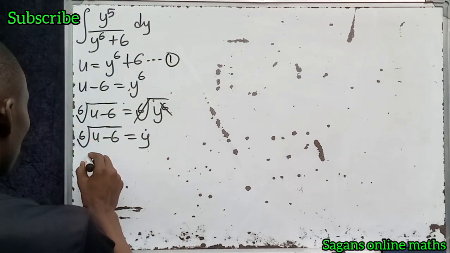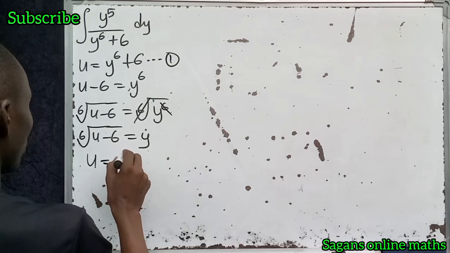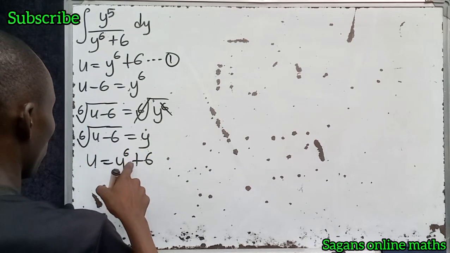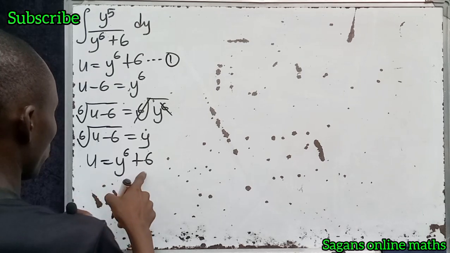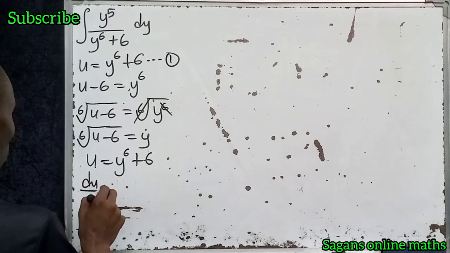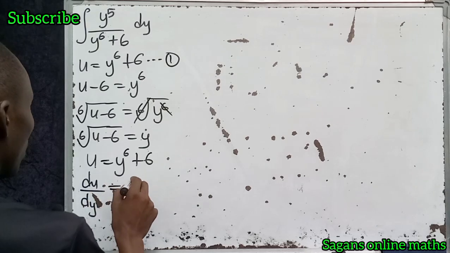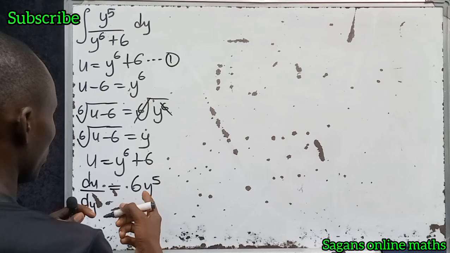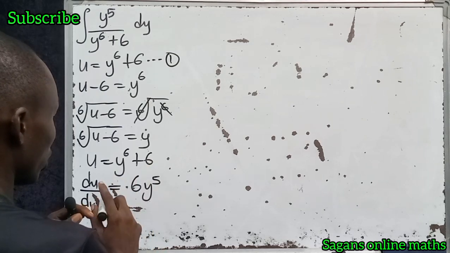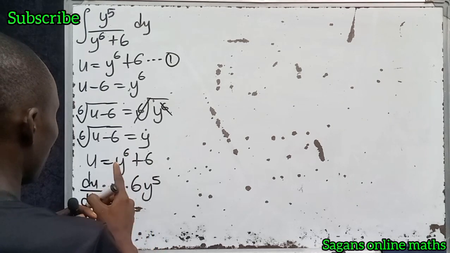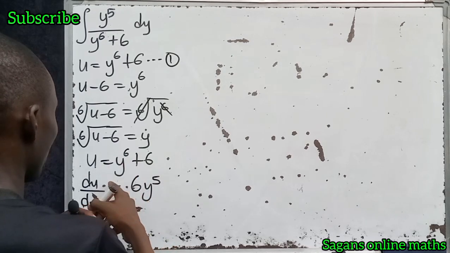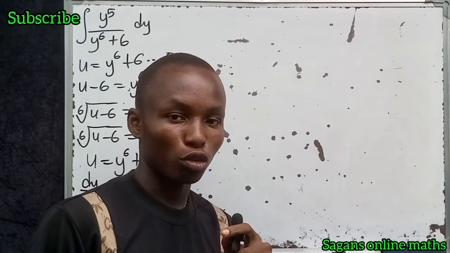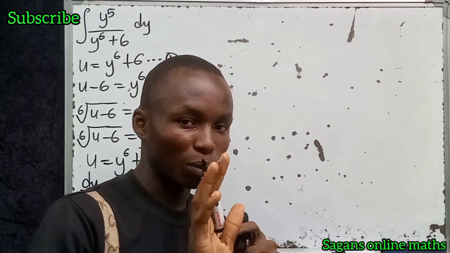So from equation 1, we know that u is equal to y to the power of 6 plus 6. Now let's differentiate u with respect to y. It means that du over dy is equal to 6y to the power of 5. Remember, if you differentiate a constant, it's always 0. So if you differentiate 6, it's just 0. If you differentiate y to the power of 6, since the coefficient of y to the power of 6 is 1, we have 6y to the power of 5. Because in differentiation, we always subtract 1 from the power, right? But integration always adds 1 to the power.